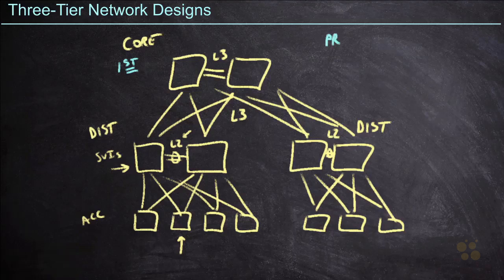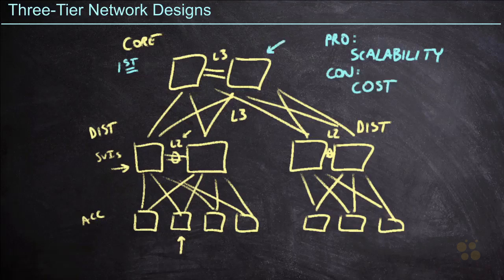So the biggest benefit to this design is going to be scalability. Because as mentioned, we can have as many of these distribution blocks as we want in the network. However, there is a downside to the 3-tier design, and that is simply the cost. Because having dedicated core switches, and these are usually not cheap switches, having those in the network does come at a cost. In fact, having separate distribution and access switches can come at a cost. And so for smaller networks where we don't need the scalability necessarily, it might not make sense to have a dedicated core layer.